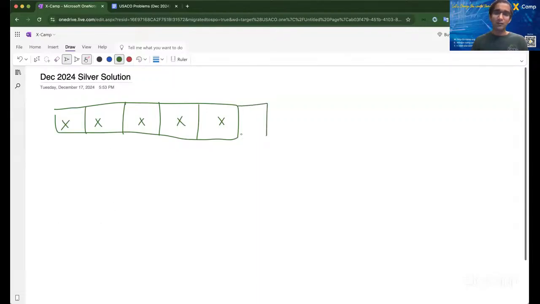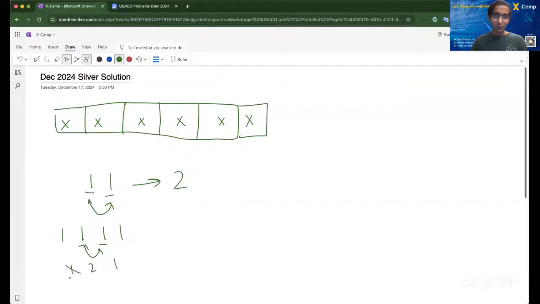I guess there's an even number, so there'll be 6. Let's look at some small cases of 1s. If there's one cake that's 1 and one cake that's 1, then for n equals 2, Bessie can merge these together, and the answer will be 2. In the case where n is equal to 4, Bessie can merge these together, so it becomes 1, 2, 1. Then Elsie will take one of these, and Bessie can merge these together. So the answer will be 3.